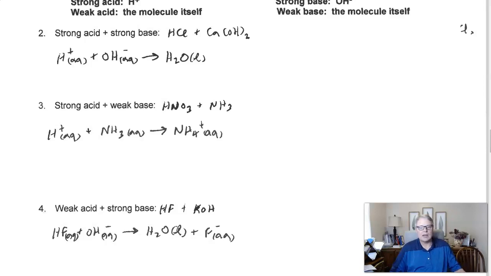Okay. So HCl, strong acid. What's the reacting species? H+.